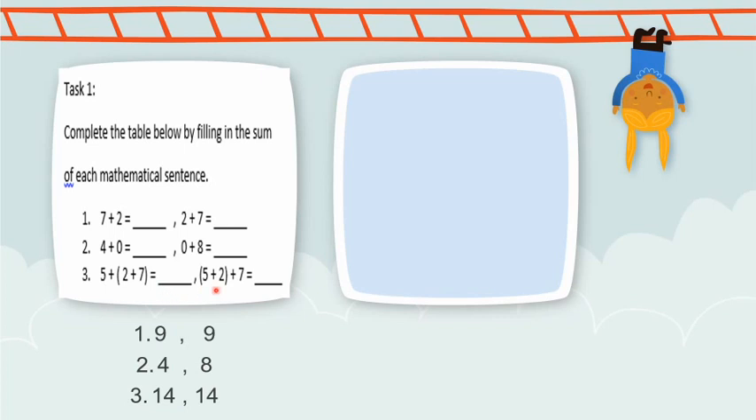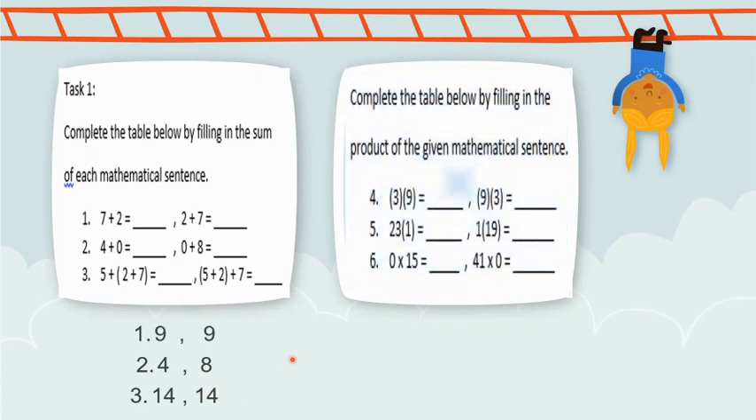And the second question, we also have 14 because 5 plus 2 is equal to 7 and 7 plus 7 is equal to 14. So we have 14 as our answer. Okay? Now let us have the second part. Complete the table below by filling in the product of the given mathematical sentence. So let us have the number 4 question.